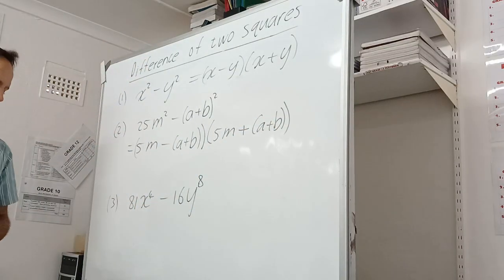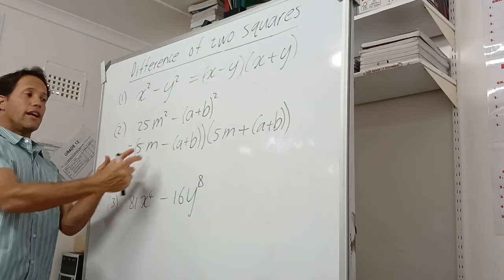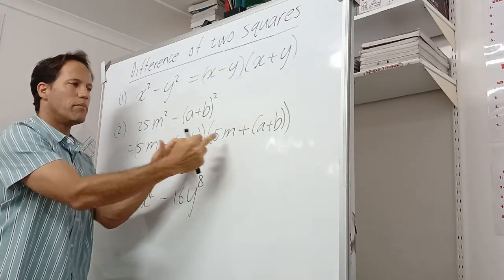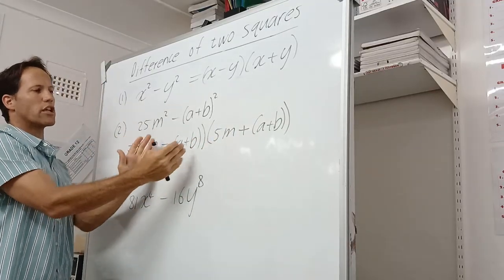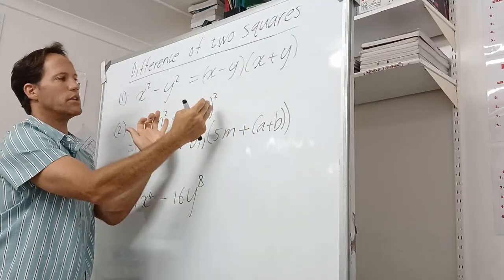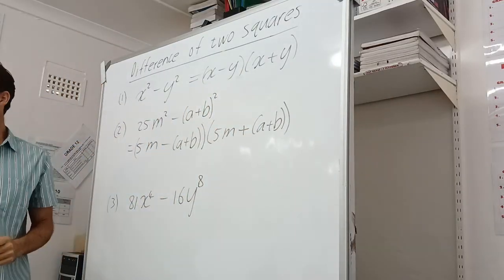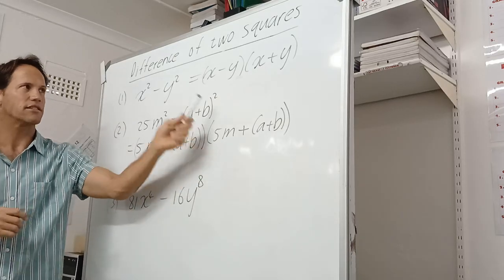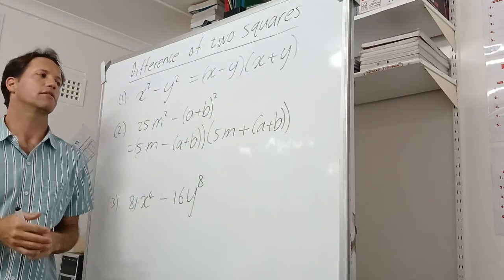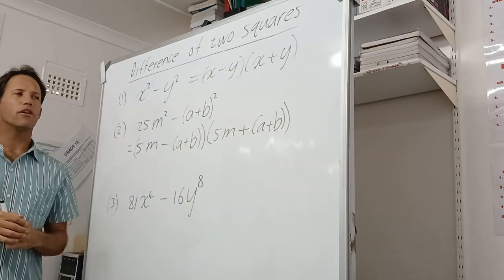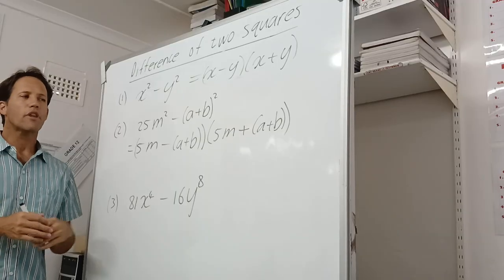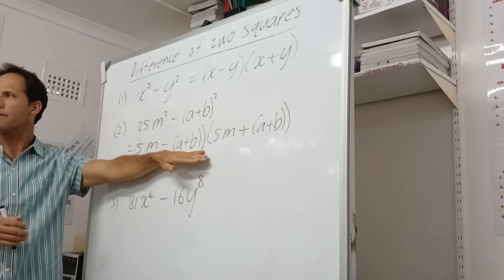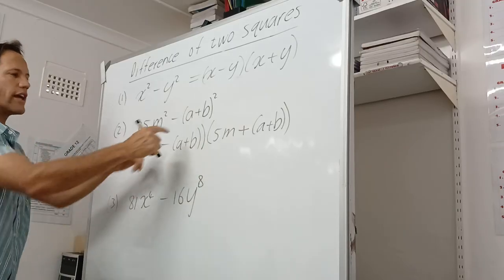So look carefully at what we did. We said, still there's a minus and a plus. We said it's 5m and 5m, which gives you 25m squared, and we said (a + b) times (a + b) gives you (a + b) squared. Okay, so we did the same thing. We used the same rule. And we got the minus and the plus, just like here, the minus and the plus. And then you can take away the brackets.